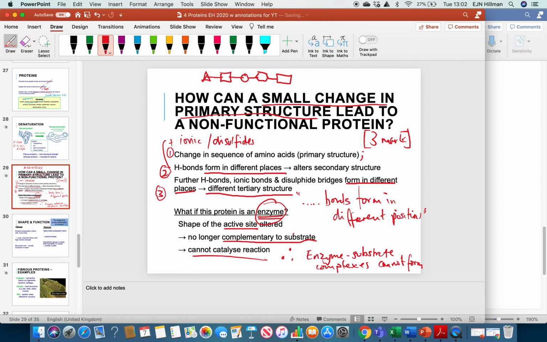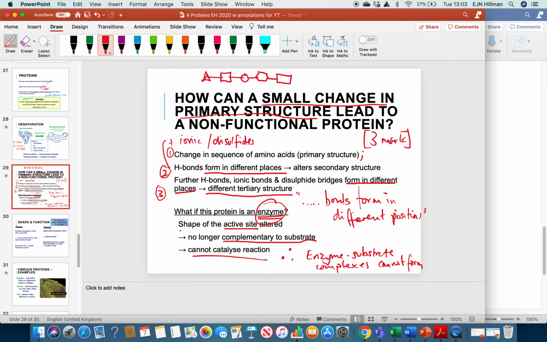Some cells have receptors on their surface. Receptors are often proteins or derivatives of proteins, and therefore they also have very specific tertiary structures. Receptors, however, do not have active sites, but they do have a receptor site. Okay, and that receptor site may be complementary to a particular hormone, for example.